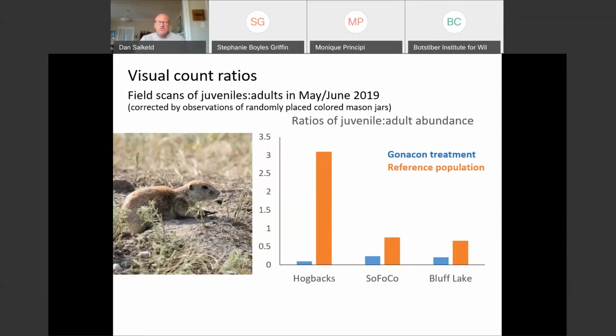So in orange is the ratio of juvenile to adult abundance in the reference population. So that's with the sham vaccine. And in blue are the ratios for the GonaCon treatments. So you can see that there were a higher number of juveniles compared to adults in the reference, untreated population. And it looks like GonaCon had an impact on reducing the cohort of new offspring.